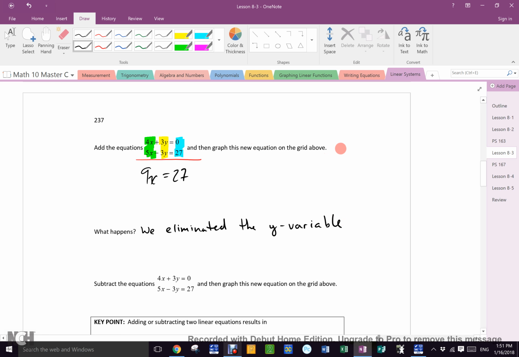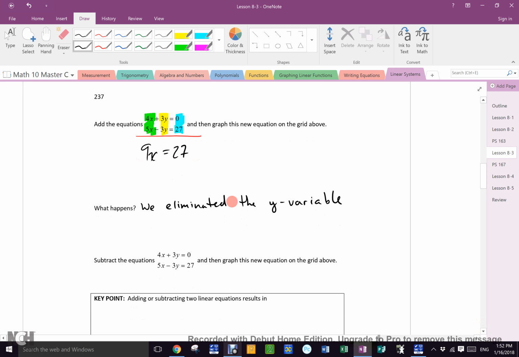We're not going to bother graphing it on the grid above. We're just going to work with what we just did. So now the y variable is eliminated, right? Think back to substitution. Why did we have to do substitution? To figure out how to get the solution, because there were 2 variables, right? What did we just do? Got rid of a variable. So now we could solve this, couldn't we? Because now we don't have 2 variables.